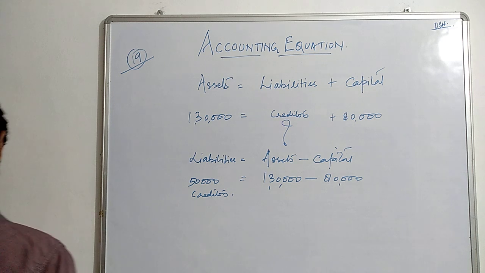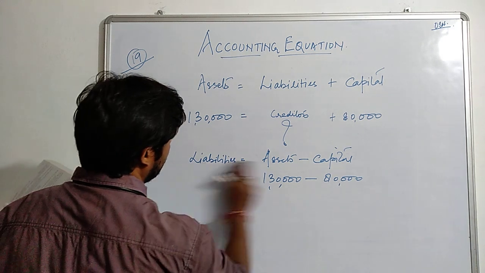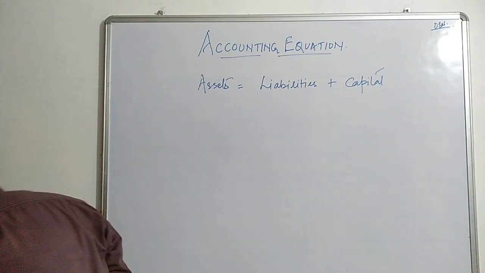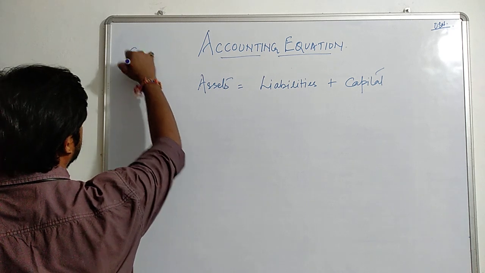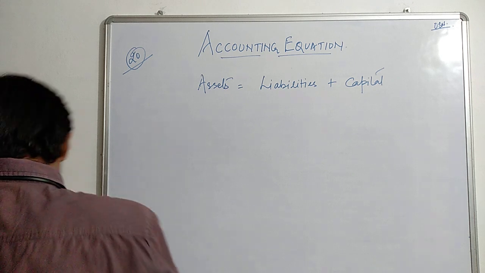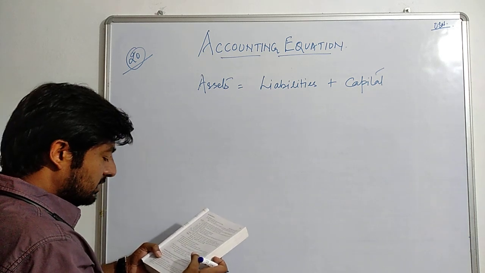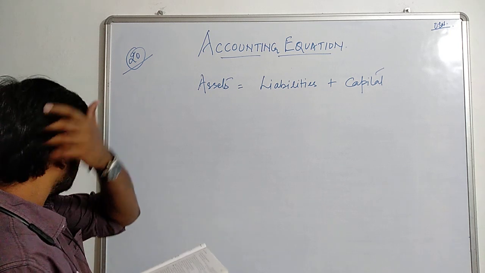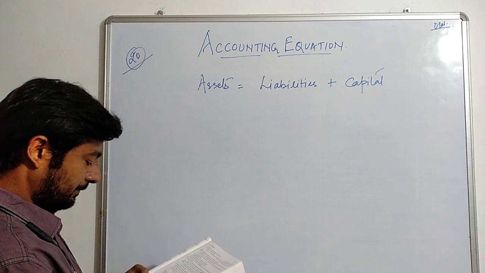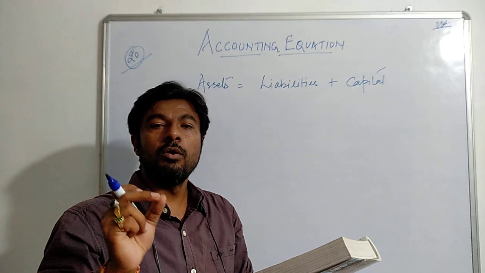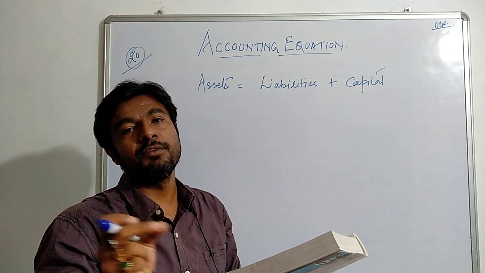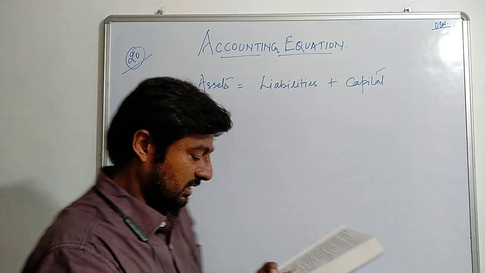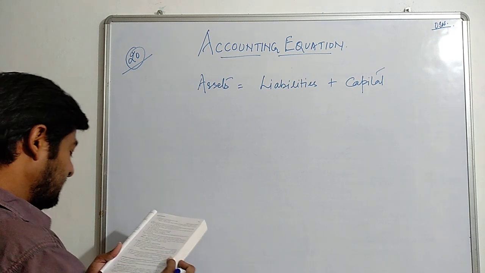Now the next question, question number 20. A commenced his cloth business on 1st April 2018 with a capital of rupees 30,000. Opening capital, right? If in the question it is mentioned 1st April, that means that is opening. 31st March means that is closing. Here the opening capital is 30,000.